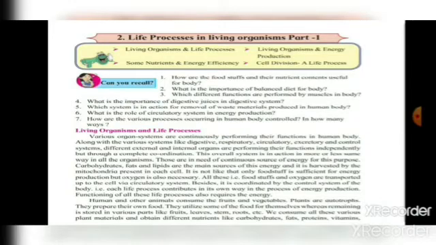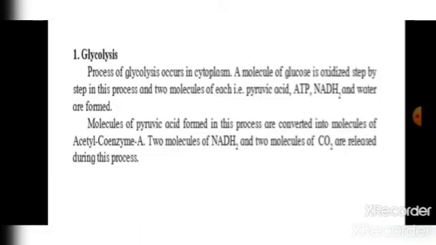Now let us go through the living organism and energy production. Respiration in living organisms takes place at body and cellular level. Body level respiration. What do you mean by body level respiration? Exchange of oxygen and carbon dioxide between body and environment. And what is cellular level respiration? Oxidation of foodstuffs inside the cells.